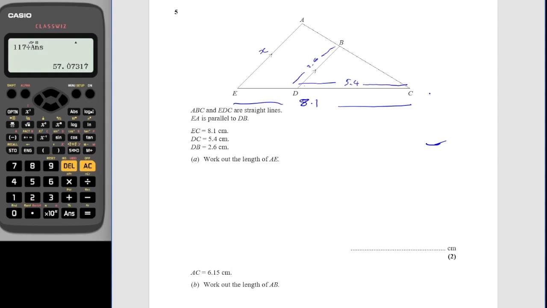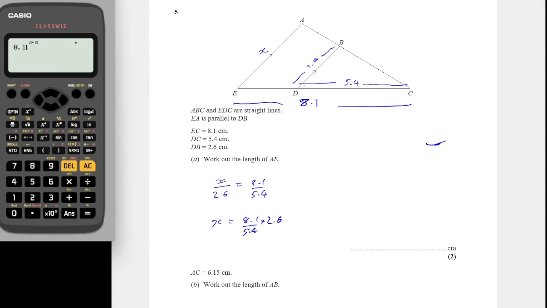Well, you can work out the scale factor between the two sides, and then either times or divide by that. I tend to do this as kind of my process. So this side divided by this side has to be equal to 8.1 divided by 5.4. So x is going to be equal to 8.1 divided by 5.4 times by 2.6. So 8.1 divided by 5.4 times by 2.6 gives me 3.9.